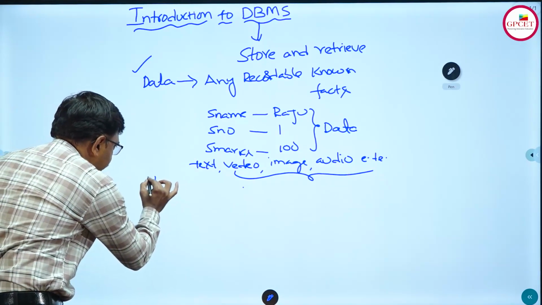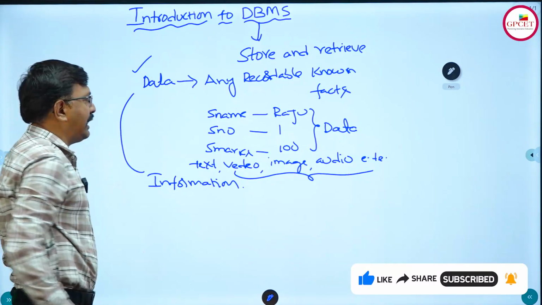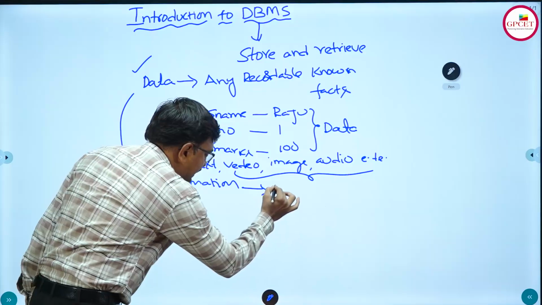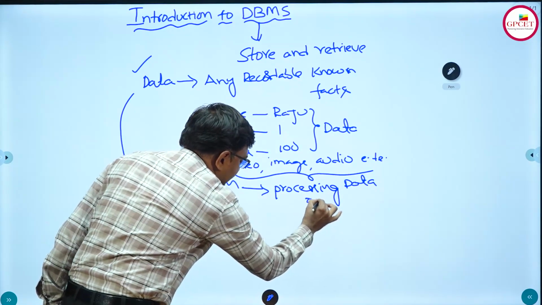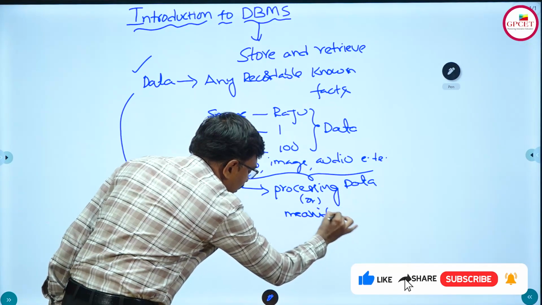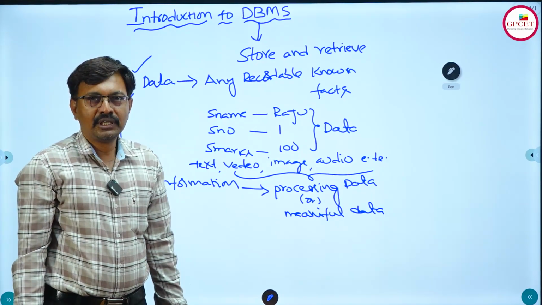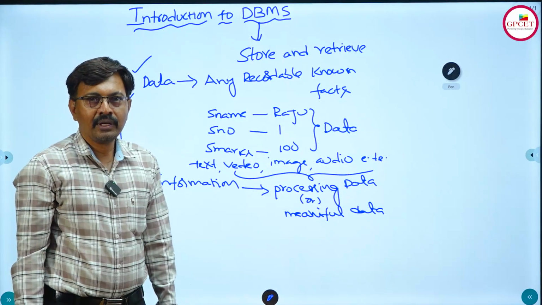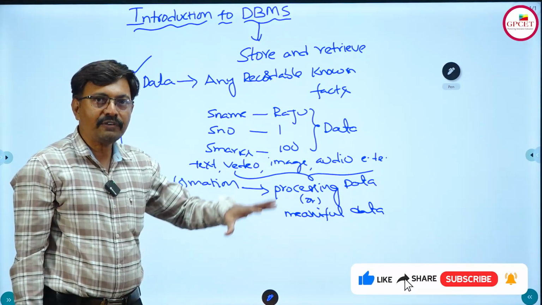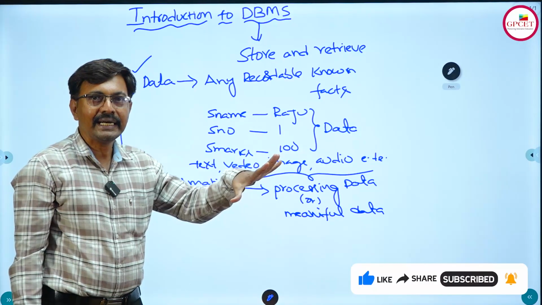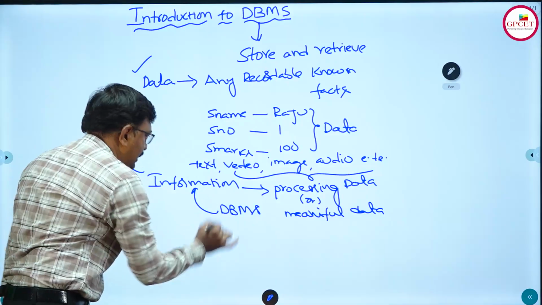Clear? What is meant by information? What is the difference between data and information? Information is nothing but, simply we can say, processed data, or meaningful data. For example, if you want to search for DBMS videos on YouTube, many videos are available on the internet. Out of those millions of videos, we choose only DBMS videos. DBMS videos are information.